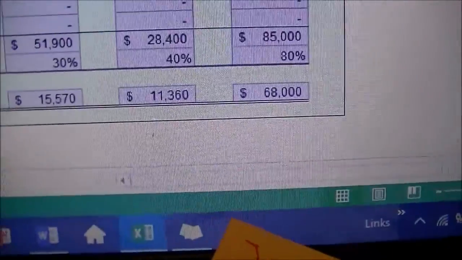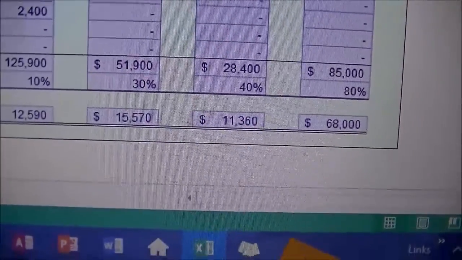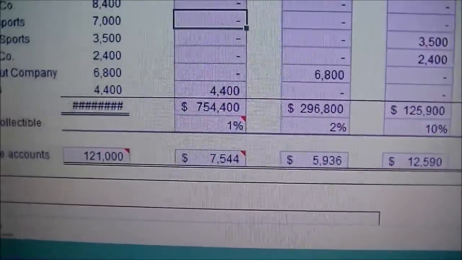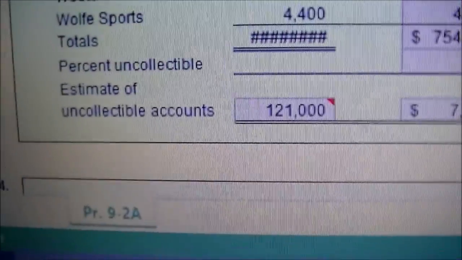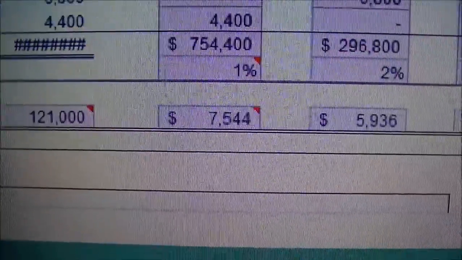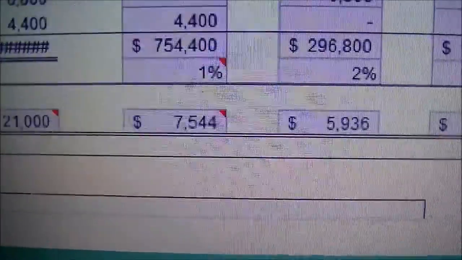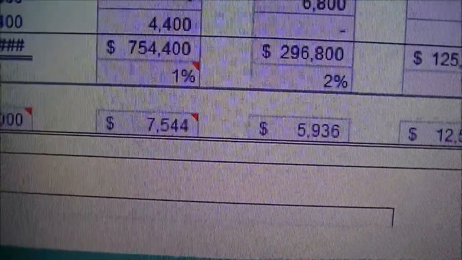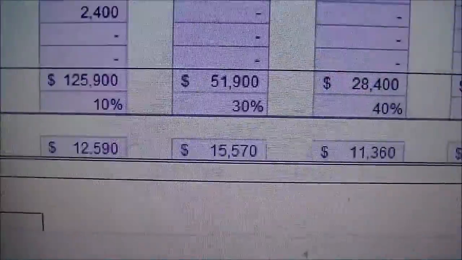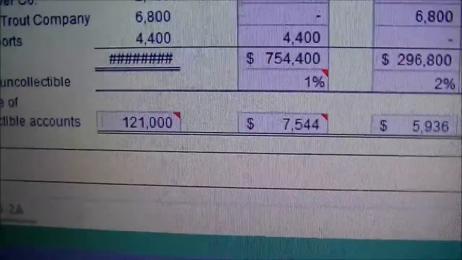The last step is you're going to estimate the allowance for doubtful accounts based on the aging of receivables schedule. Here's your uncollectible accounts. How I got that number, you're going to add up all these new numbers, the percentages of the uncollectible accounts. So 7,544, 5,936, all of these accounts, add them up, and you'll get 121,000.